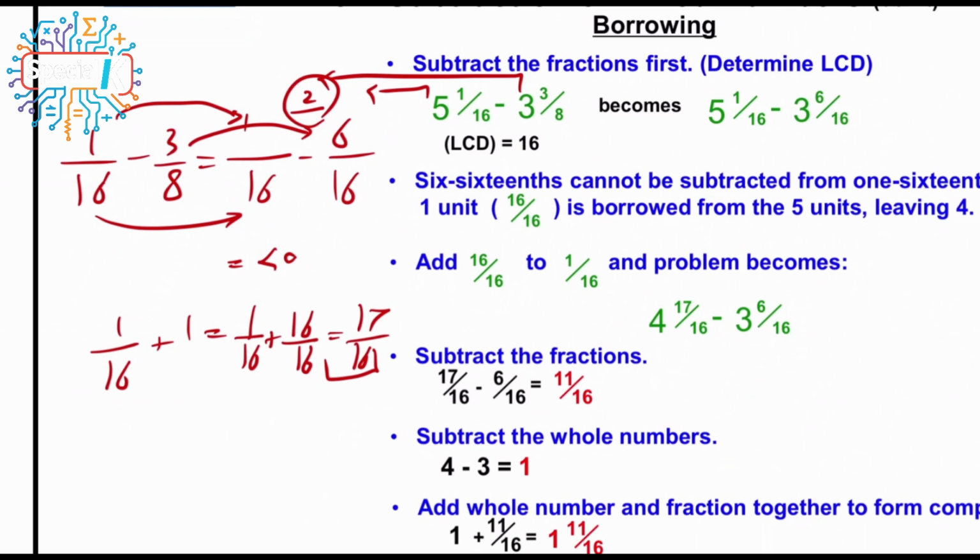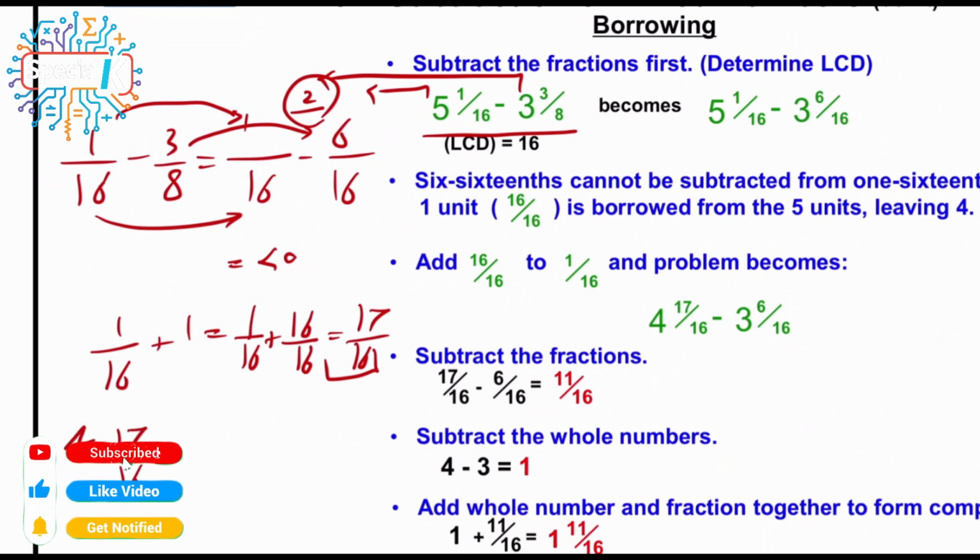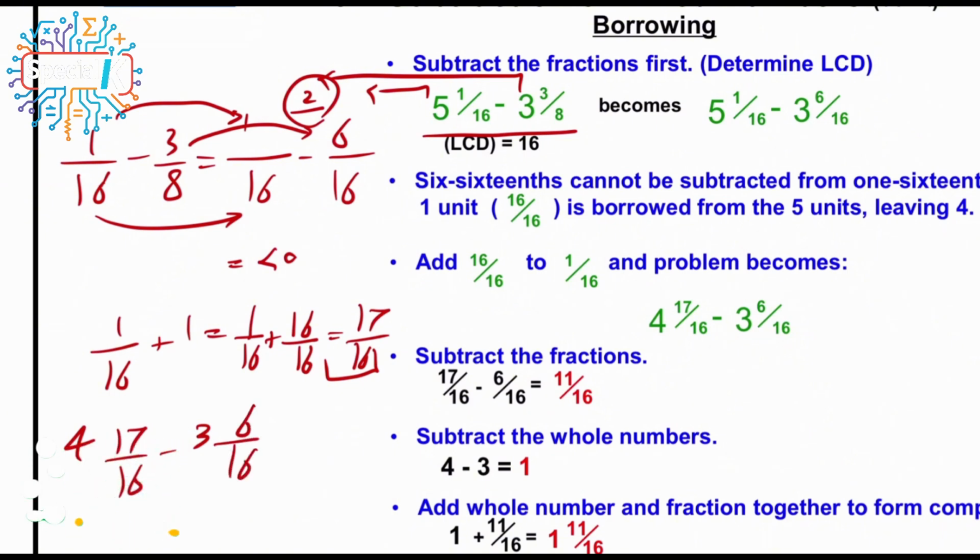Right now I have this one, but I have to remember that my number just converted to 1 and 17 over 16, instead of being 2. So right now I have 1 as this number, right? Or maybe it could be a little bit challenging for you. So let's just focus on this part. I'm going to convert it to the new fraction. So I have 4 and 17 over 16 subtracted by 3 and 6 over 16. The question just converted to that. 4 subtracted by 3 is going to be 1. 17 over 16 subtracted by 6 over 16 is going to be what? 11 over 16. So that is my final number.